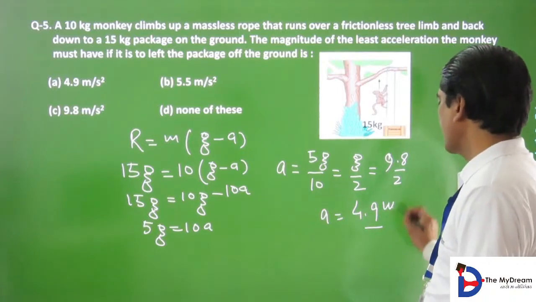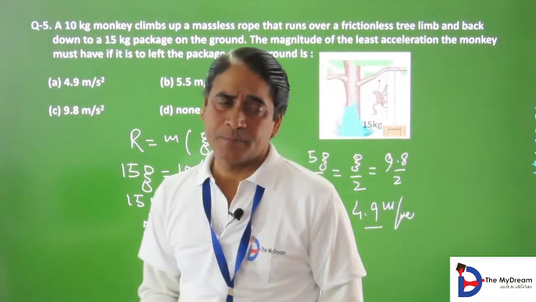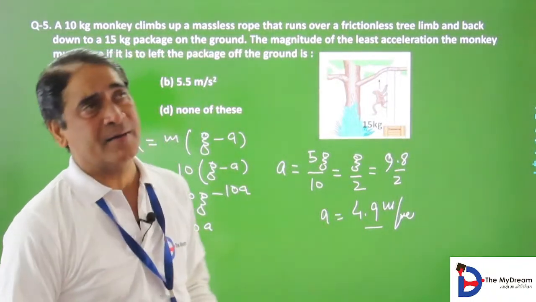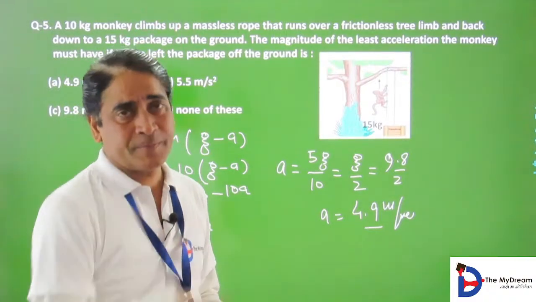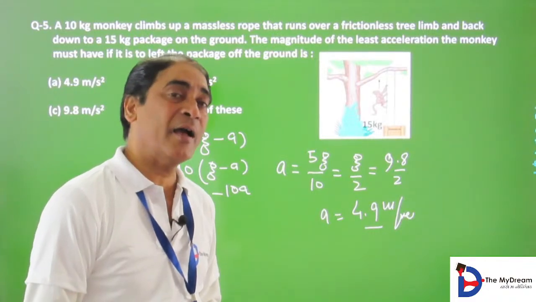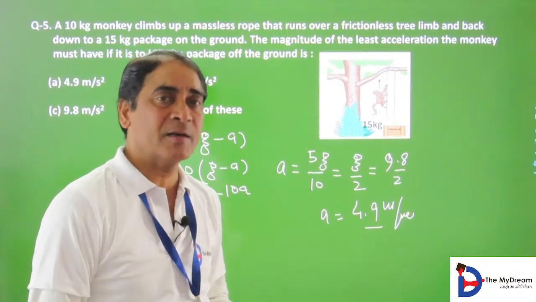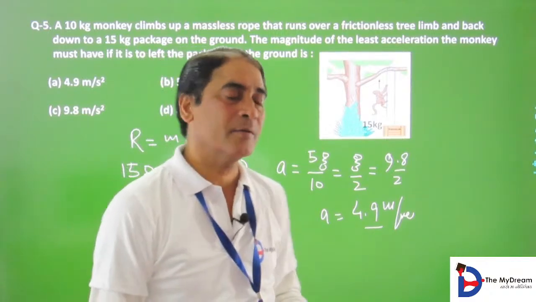meters per second squared. I told you yesterday, in the previous class we have already discussed. When going up, the apparent weight is greater than the actual weight. When going down, the apparent weight is lesser than the actual weight.